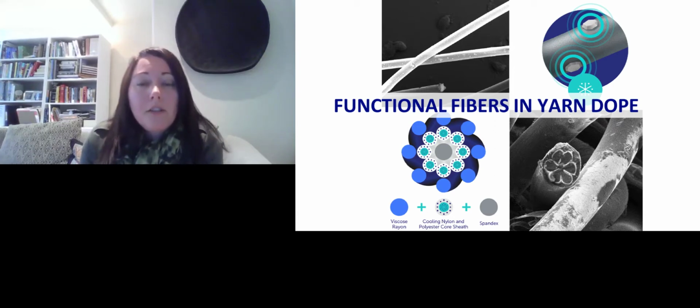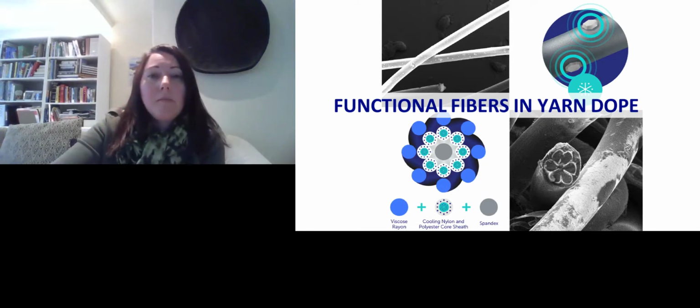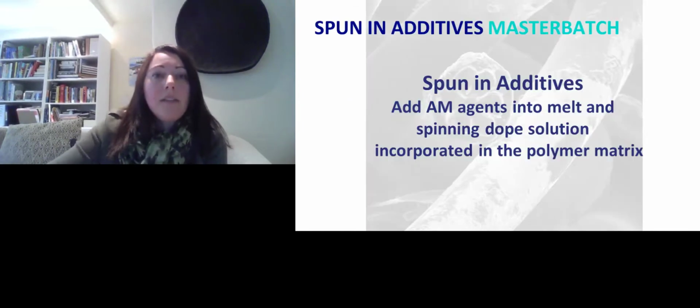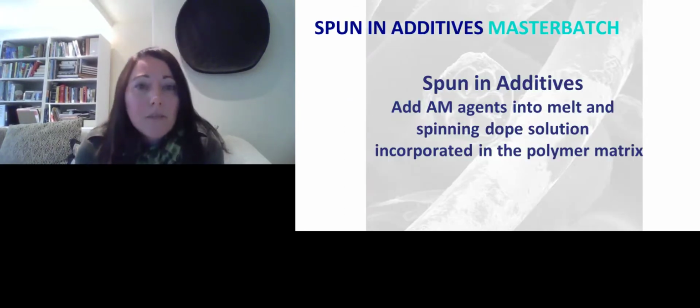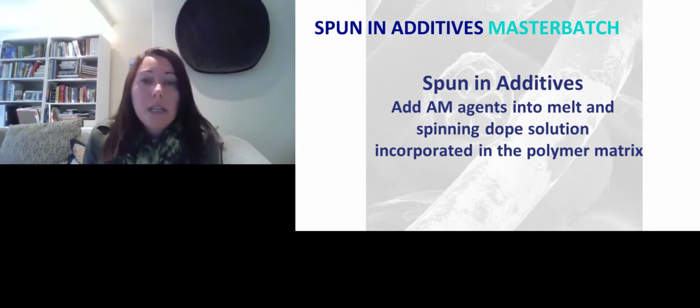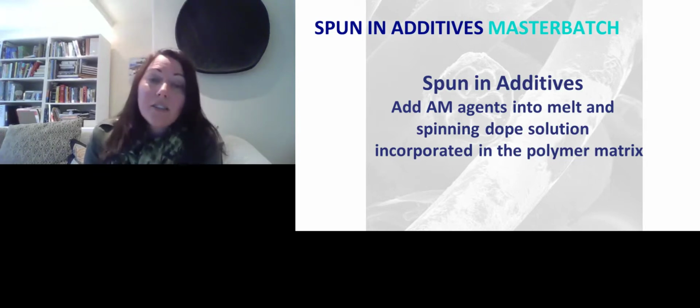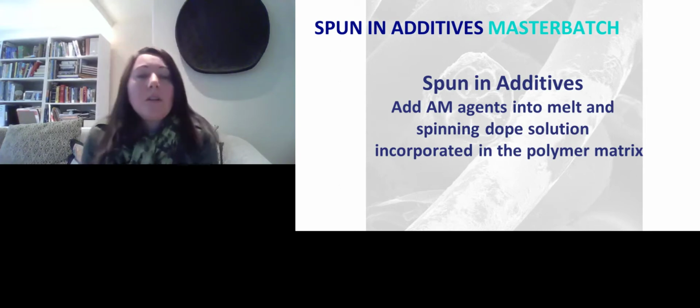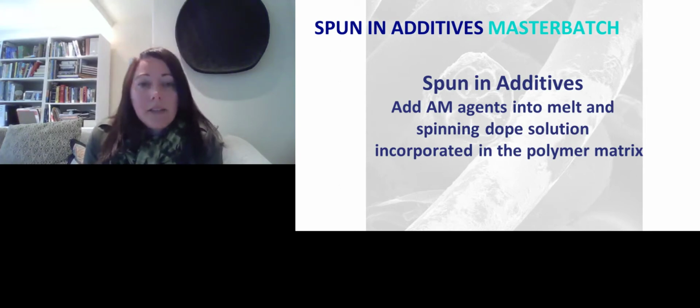So this is developing a functional fiber, and this is a cross-section of a patented yarn. It's just a visual to show you how we impregnate those different particles into the yarn dope. And this is what's called a master batch. Before you can even go to the spinning stage, you have to have your ingredients to put into the spinner. So we need to have spun-in additives at the master batch stage.